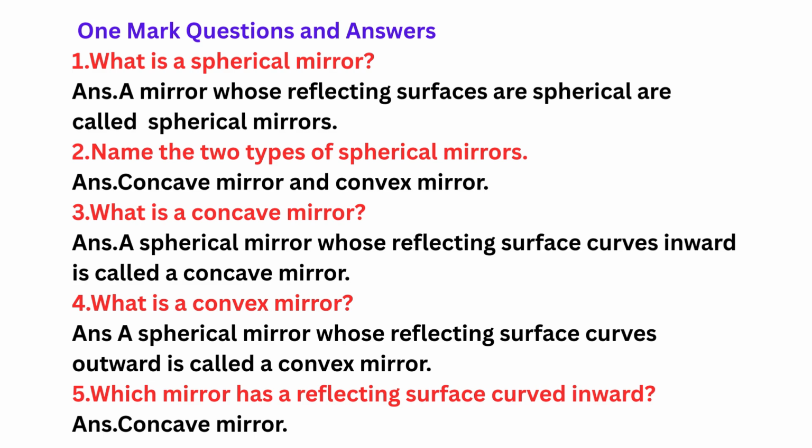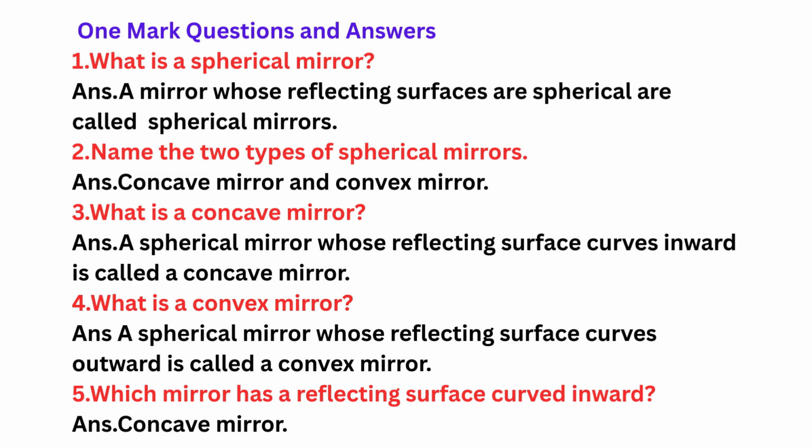Question number 1. What is a spherical mirror? Answer. A mirror whose reflecting surfaces are spherical are called spherical mirrors. Question number 2. Name the two types of spherical mirrors. Answer. Concave mirror and convex mirror. Question number 3. What is a concave mirror? Answer. A spherical mirror whose reflecting surface curves inward is called a concave mirror.